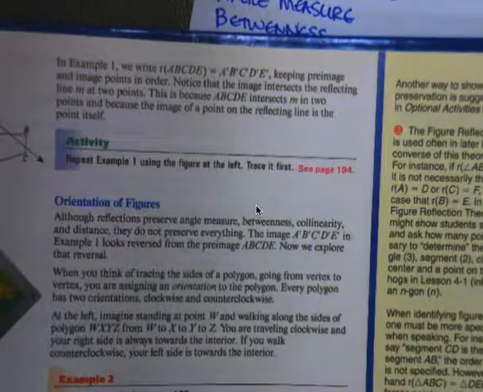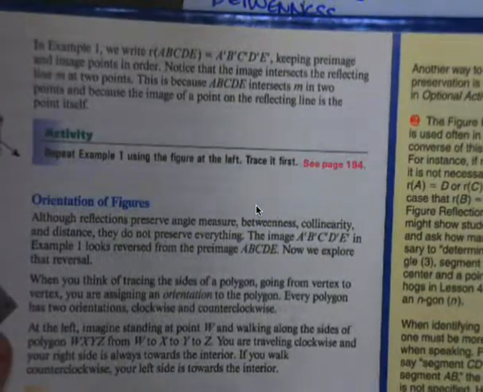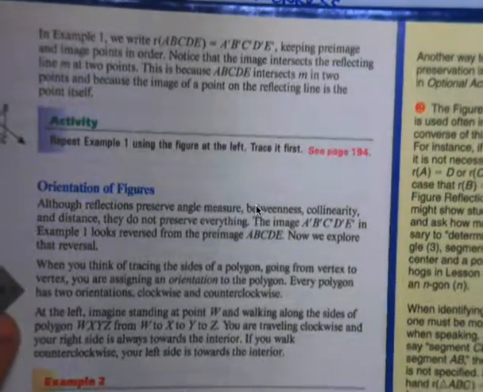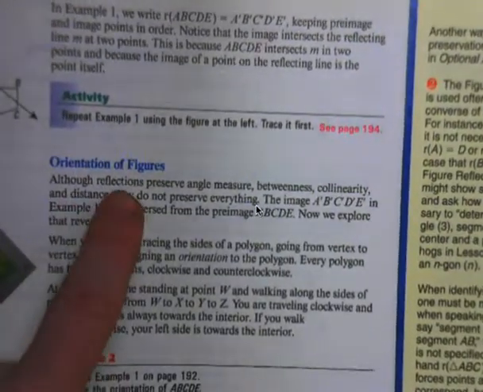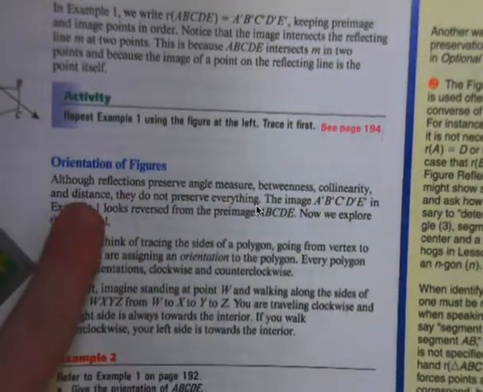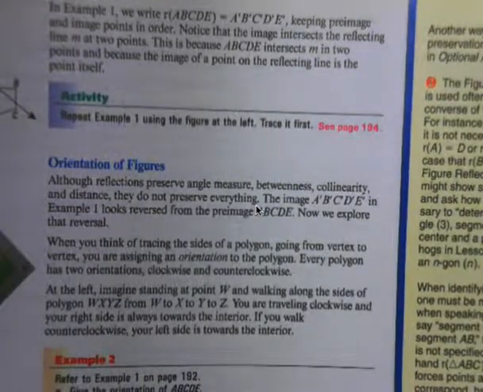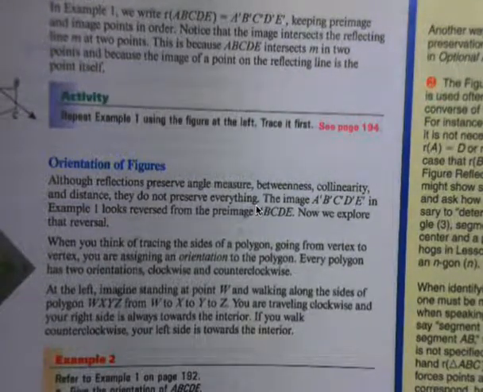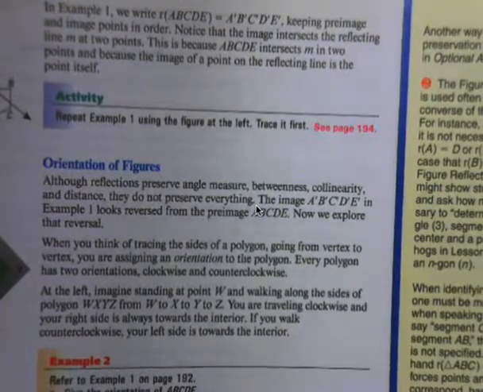is orientation. Okay? And this is a little different than the ABCD and the one-to-one correspondence, so that's why they separate it. Okay, so we just talked about how reflections keep angle measure, betweenness, collinearity, and distance, but they don't keep everything. We don't keep orientation.